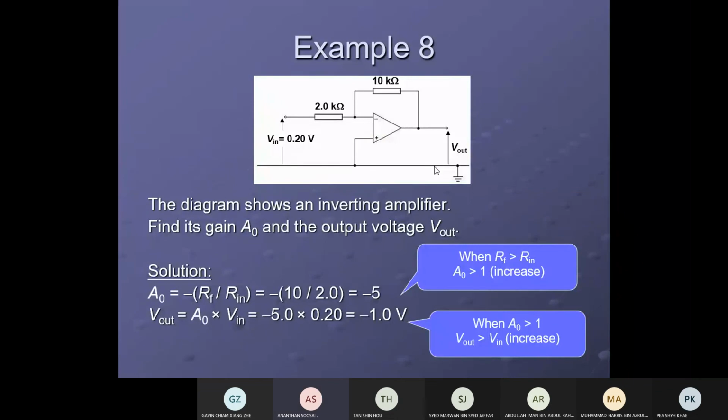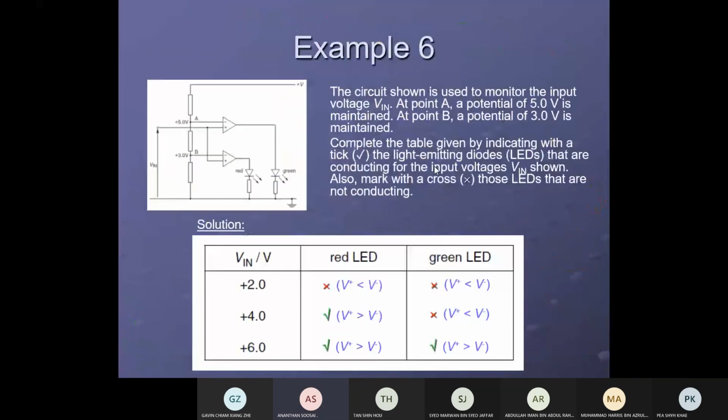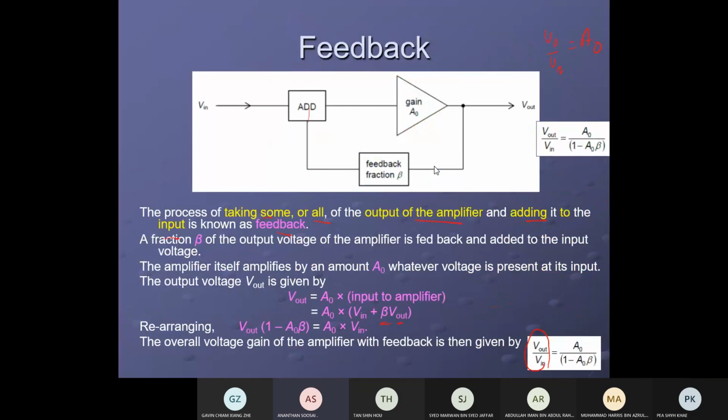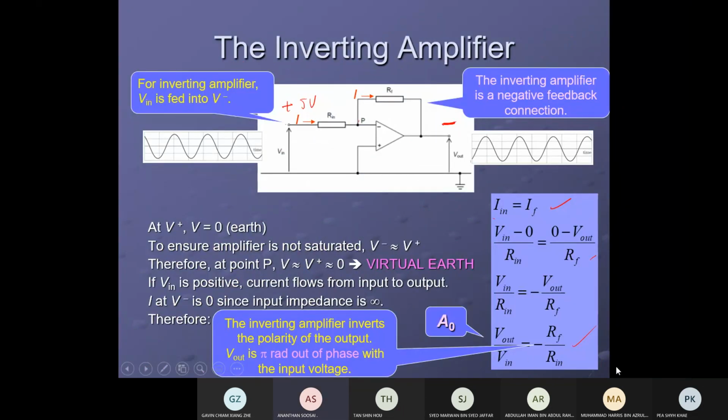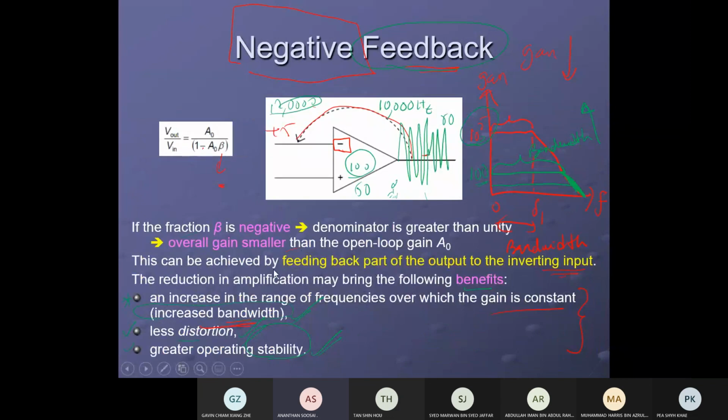Okay, guys, I stop here today. This is the reason for doing feedback. What is negative feedback? Inverting amplifier, new gain formula. This inverting amplifier is used to retain the pattern of the input signal, like music and heartbeat, all using an inverting amplifier which has feedback. What is the benefit of doing feedback? You have to know: bandwidth increase, less distortion, greater operating stability.